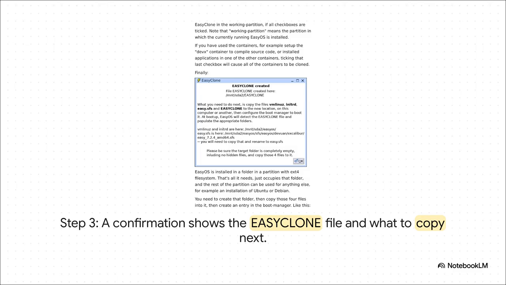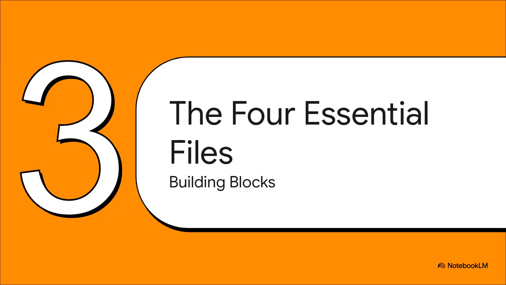And once you hit Create, this is the confirmation window you'll see. And I love this part. It doesn't just say done, it tells you it created a file called EasyClone, and more importantly, it lists the other files you're going to need to copy to bring this clone to life. It's like it gives you the next instruction right on the screen. And that leads us perfectly into section 3, the 4 essential files.